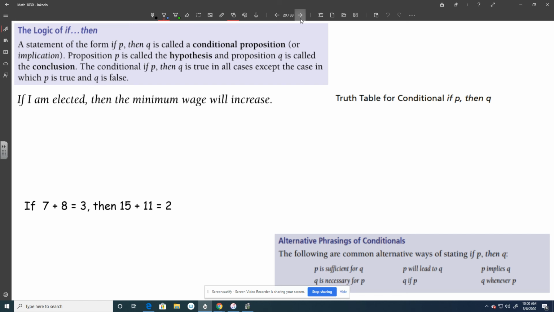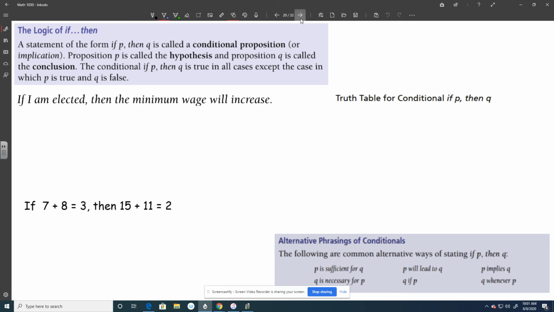Okay, so be careful of that. So this one is an if-then logic. A statement of the form if P then Q, we call this a conditional proposition. Proposition P, what comes first, is called the hypothesis, and what comes second is called the conclusion. So in this example, if I am elected, then the minimum wage will increase.